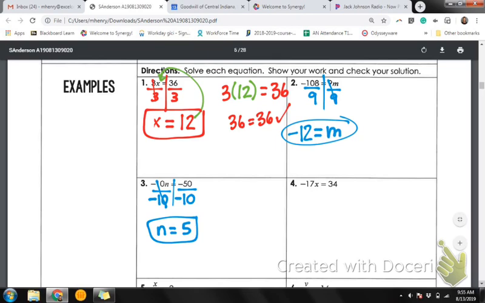Any questions on number 3? If we were to check this, negative 10 times 5, does that equal negative 50? Yes. Negative 50 does equal negative 50.